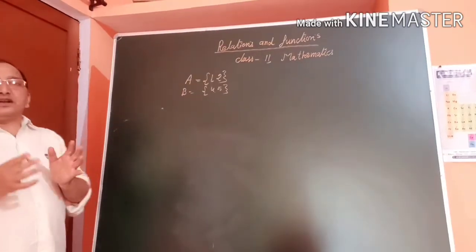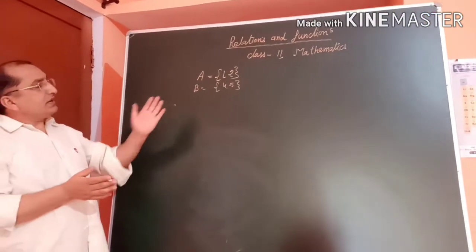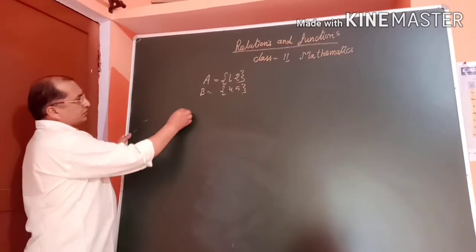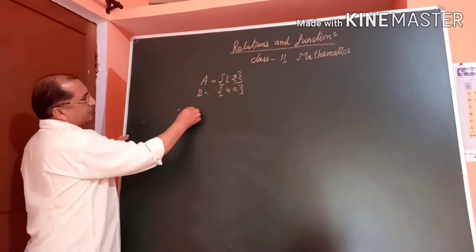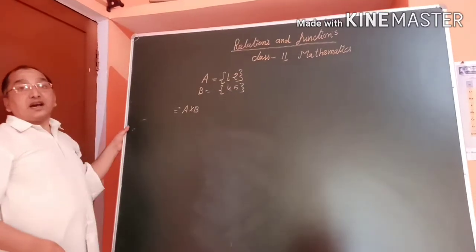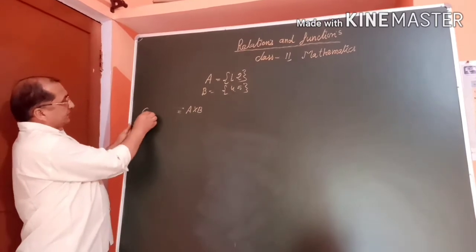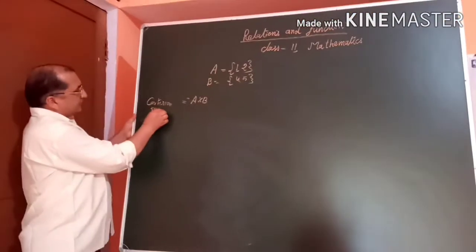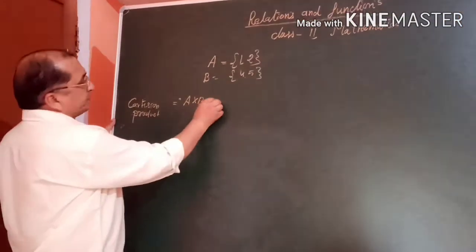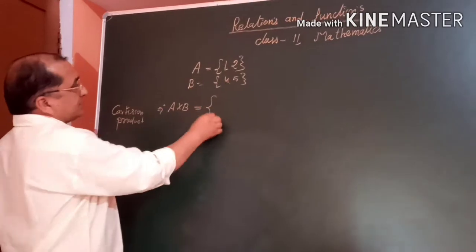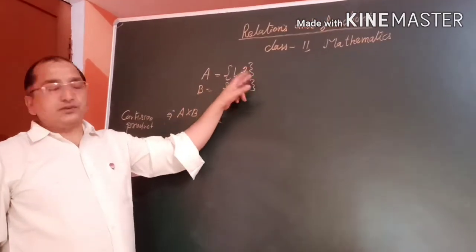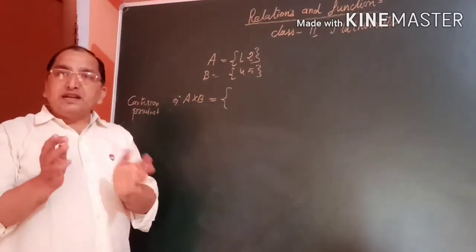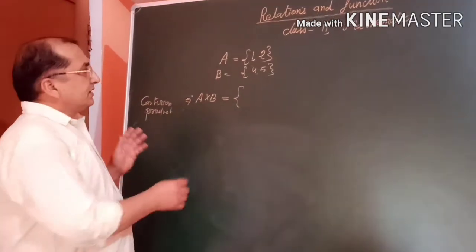So first of all we have to understand how we can multiply both of these two sets. The product of A cross B is known as Cartesian product. A cross B means A having the two elements 1 and 2 and B having the other two elements 4, 5. And how can we multiply these two sets?